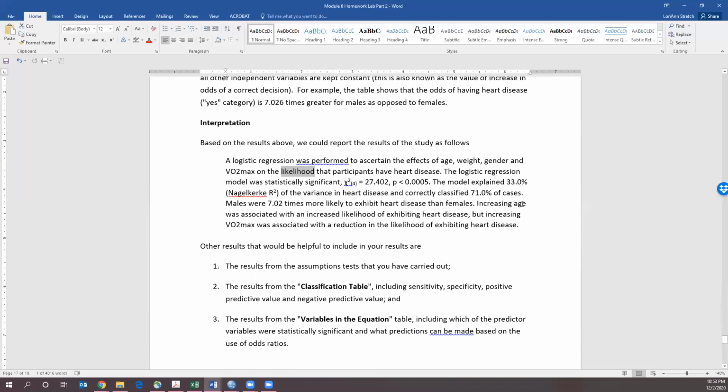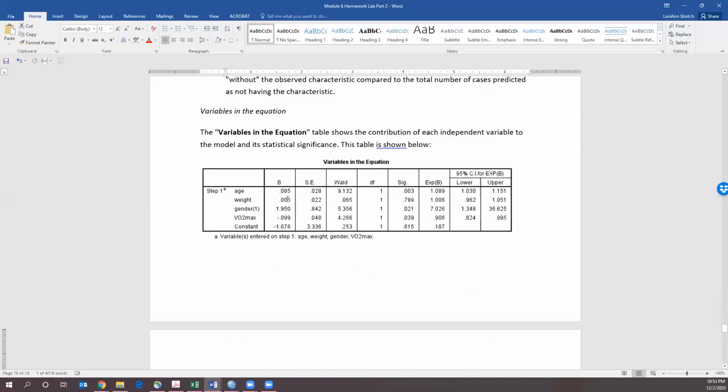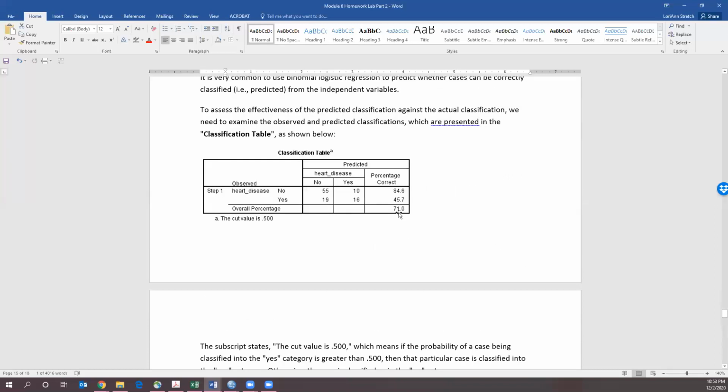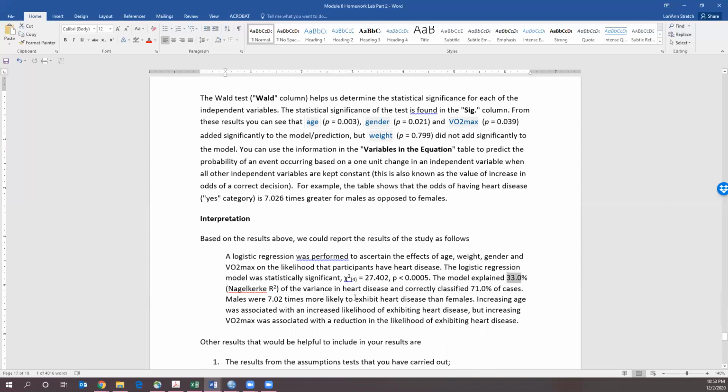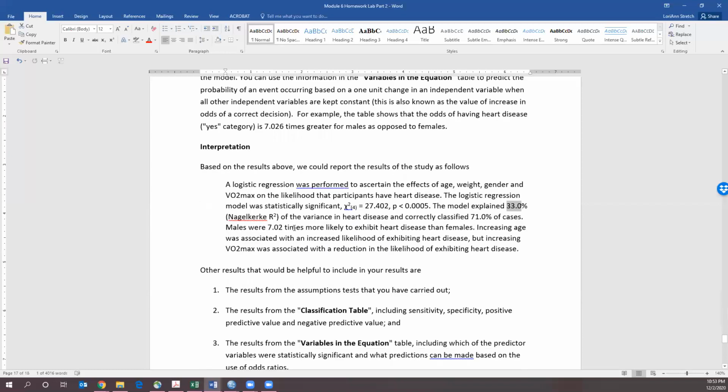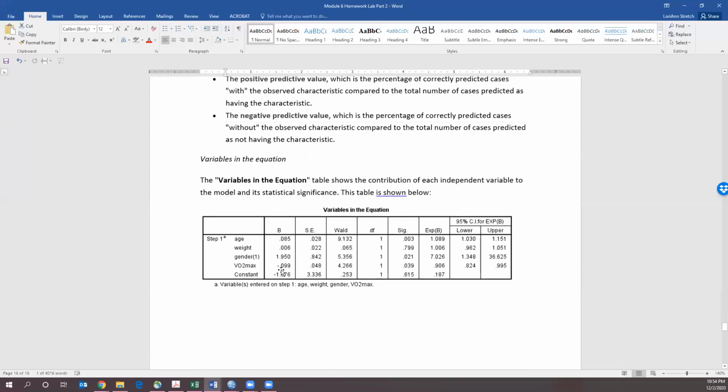Then the model from the Nagelkerke R-square showed that 30% explained the variance in heart disease, and it correctly classified, right here, 71% of the cases, which is a pretty strong model. Males were 7.02 times more likely to exhibit heart disease than females, and increasing age was associated with an increased likelihood of exhibiting heart disease, but increasing oxygen was associated with a reduction in the likelihood. So this is a negative correlation. That means that as we have more of this, there's less chance of heart disease, right?